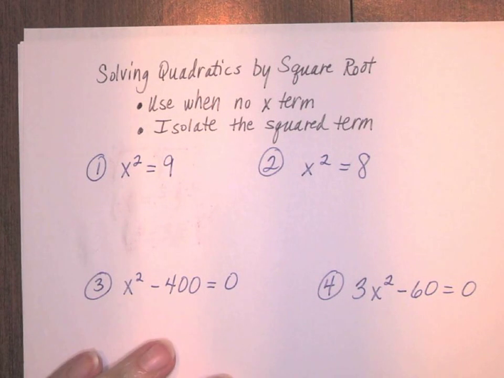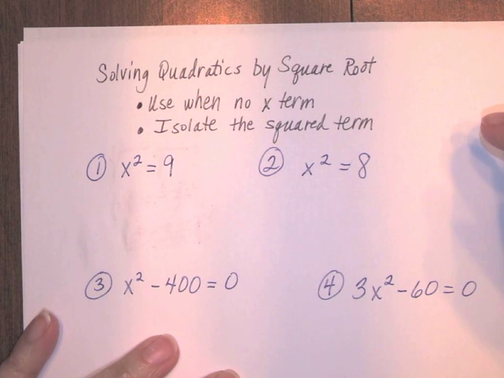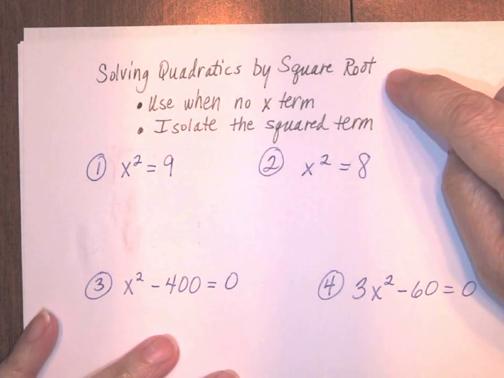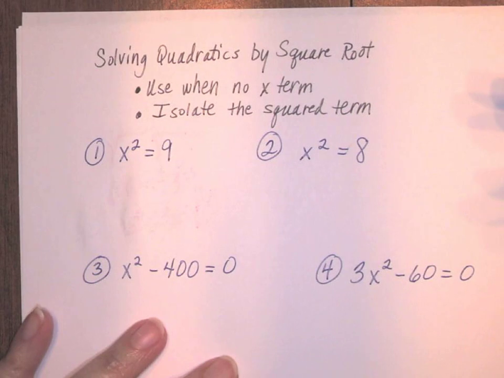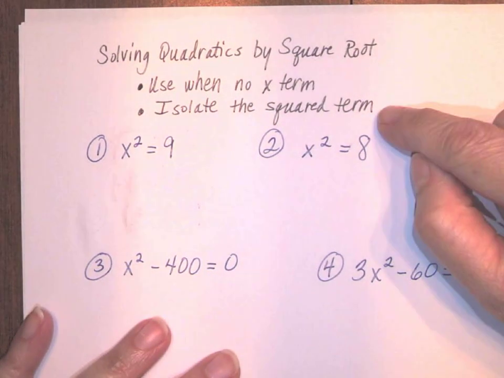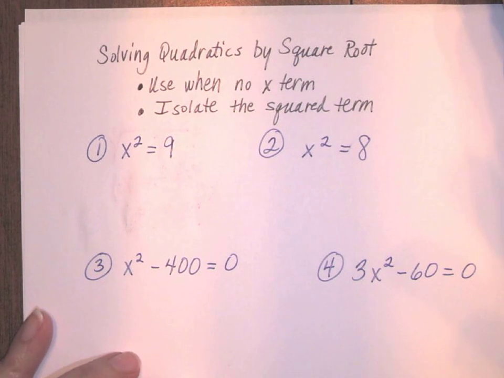So we have learned how to solve quadratics by factoring, and today we're going to learn a new way to solve them by square root. You use this method when there's no x term. There's just a squared term and a constant. So the first thing you have to do is isolate the squared term. That means the squared term needs to be by itself on one side of the equal sign.